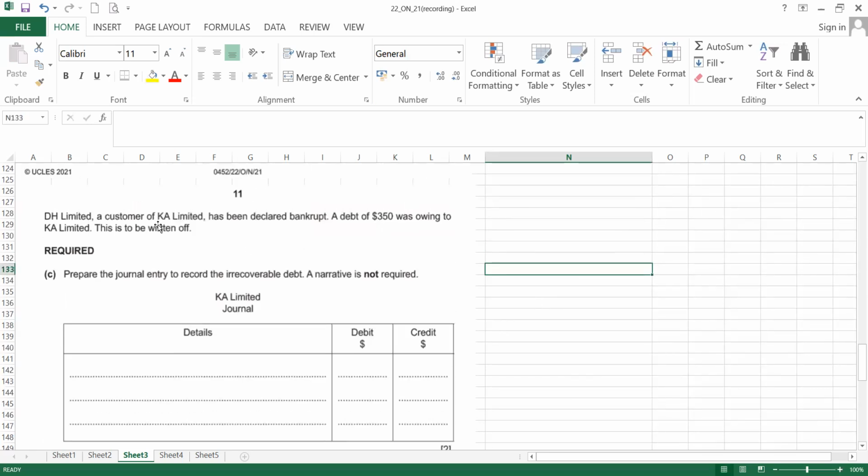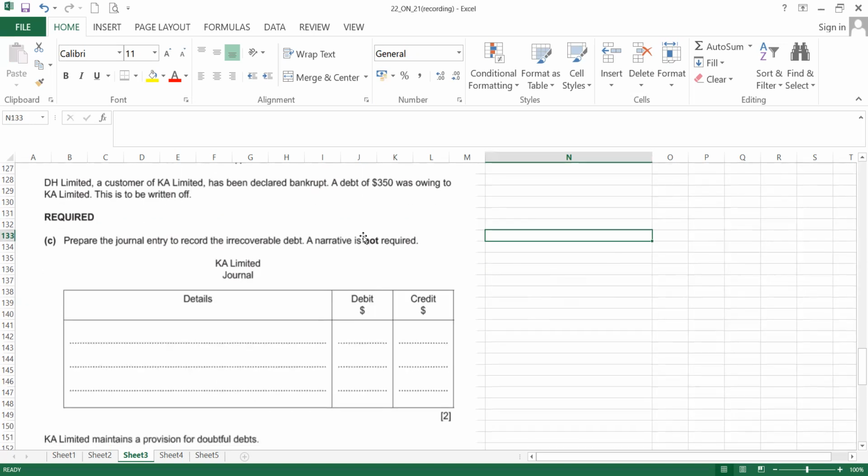DH Limited, a customer of KA, has been declared bankrupt. The moment you see bankrupt, think irrecoverable debt. A debt of 300 was owing to KA. This is to be written off. So prepare the journal and record the irrecoverable debt. A narrative is not required. When they say narrative is not required, that means you don't need to write the reason for it.